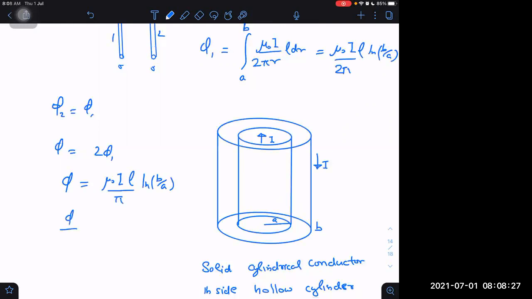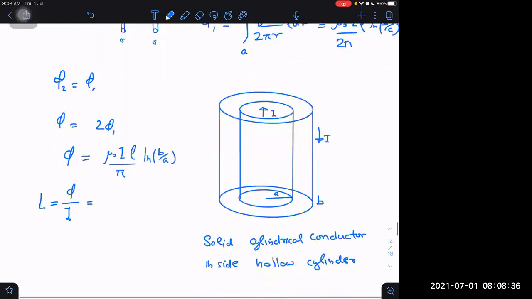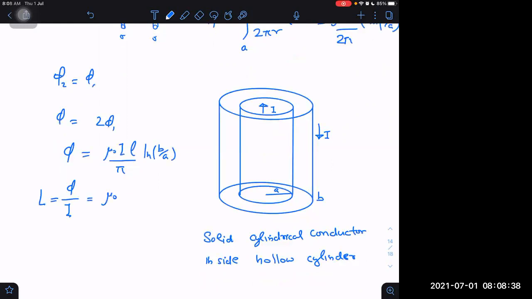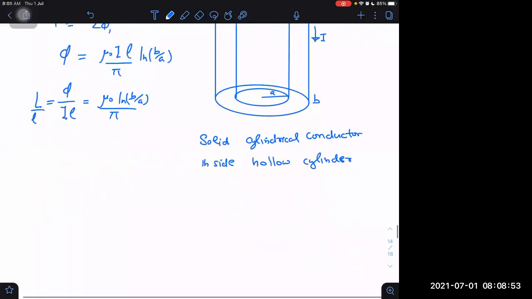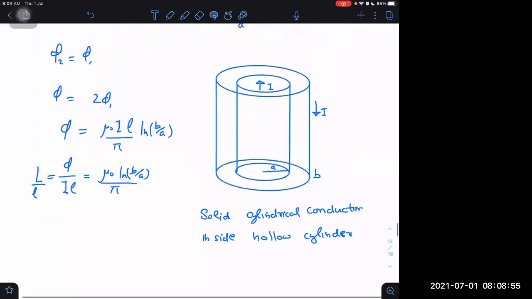What is the flux per unit current? That is the self-inductance. What is the self-inductance coming out to be? Mu naught into L by I, per unit length, let us say. Self-inductance per unit length is mu naught into ln B by A divided by pi. That is the self-inductance per unit length. So we found it.